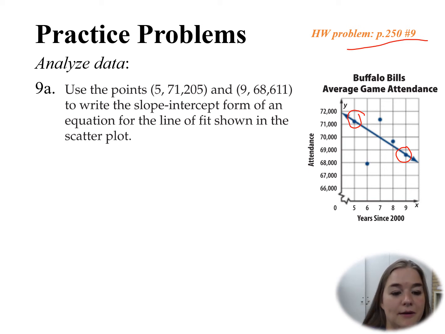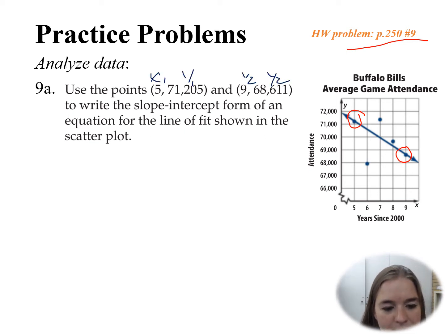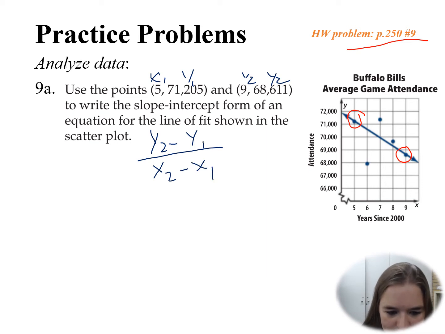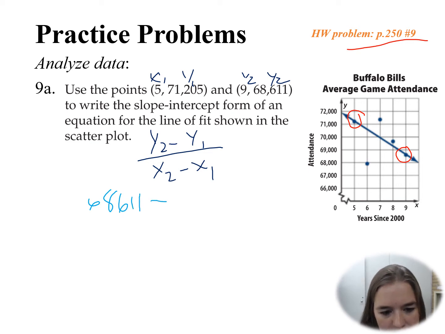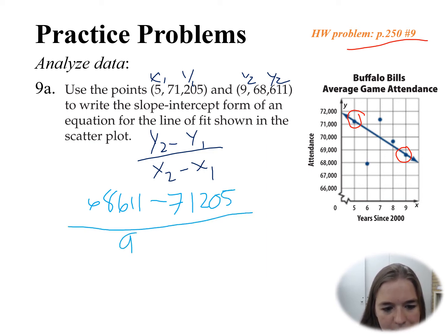I need to figure out my slope. As always, I have x1, y1, x2, y2, and I'm going to plug them into the formula y2 minus y1 over x2 minus x1. Switch over to blue today. Y2 is 68,611 minus y1, which is 71,205. And I'm going to divide that by x2, which is 9, minus x1, which is 5.